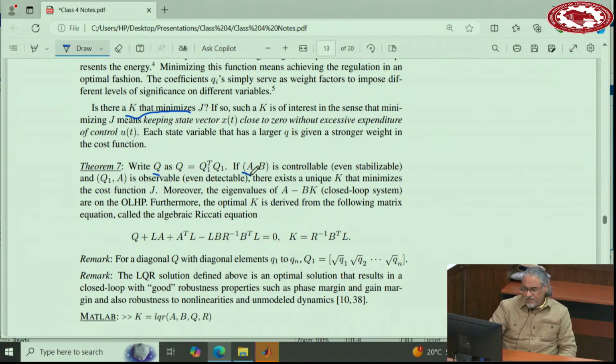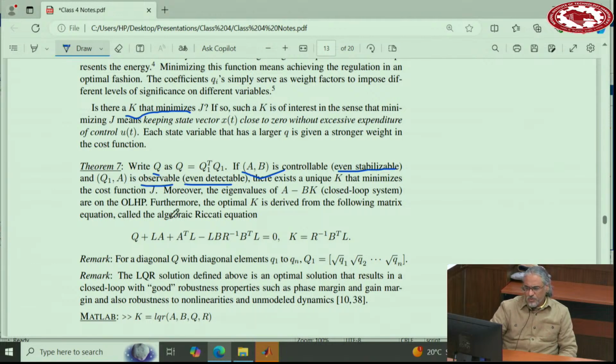If A and B is controllable, even stabilizable, and Q1 and A is observable, even detectable, then there exists a K. So the condition on existence really now is to check whether A and B is controllable and Q1 and A is observable. If you check these two, and you can easily check these two, then K exists. Okay. How to find it?